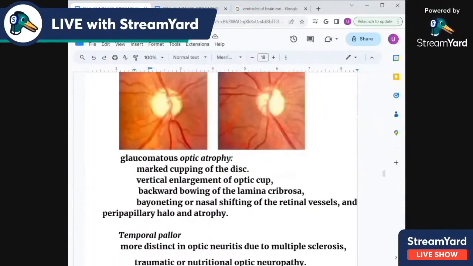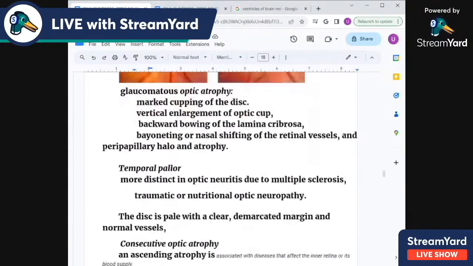Then we have glaucomatous optic atrophy. It has some changes of both. The margins are clear and cupping occurs superiorly here, more, and in the blood vessels there is what is called nasalization of blood vessels. So there are features like those of papilledema, but otherwise the margins are very clear and there is backward bowing of the lamina cribrosa.